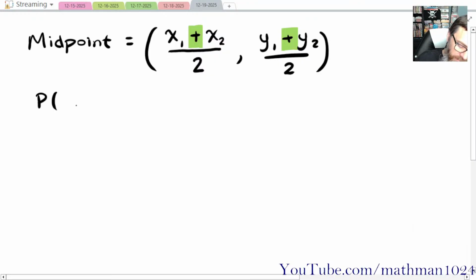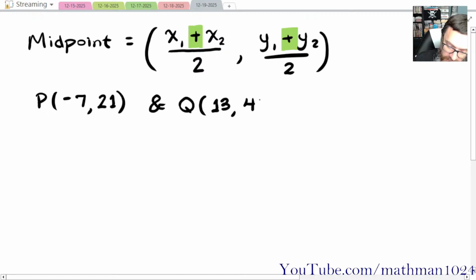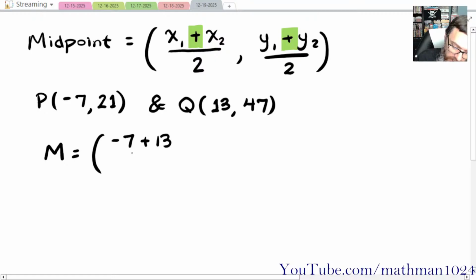So if I say that P is the ordered pair -7, 21, and Q is the ordered pair 13, 47. All right, so my midpoint, and we'll use a capital M for the midpoint, is going to be doing the average of the x and the average of the y's. So if we plug that in, we will have -7 plus 13 divided by 2 for the x coordinate, and then for the y coordinate, it's going to be the sum of those y coordinates divided by 2.